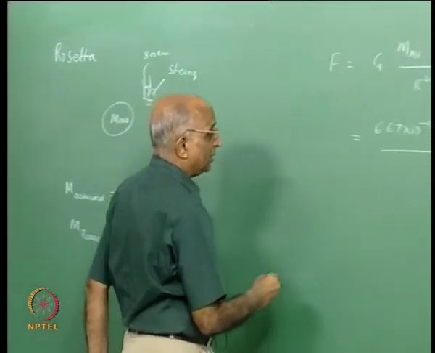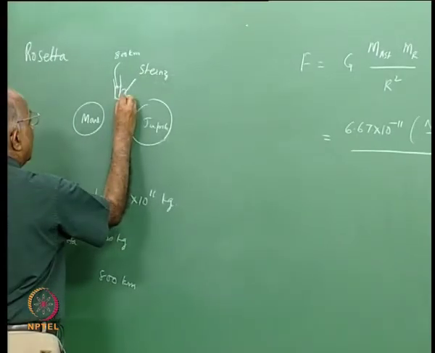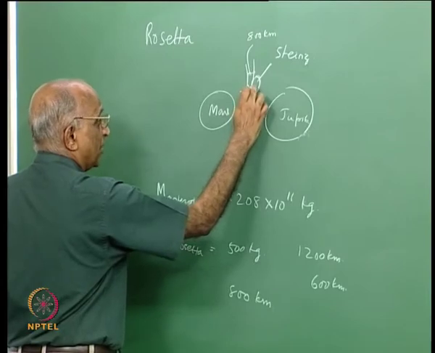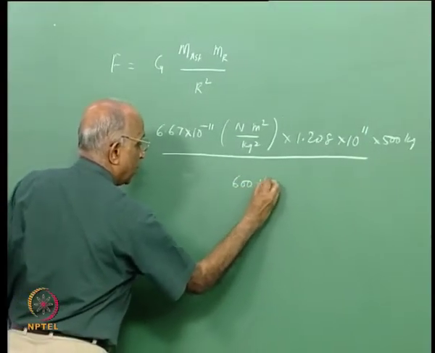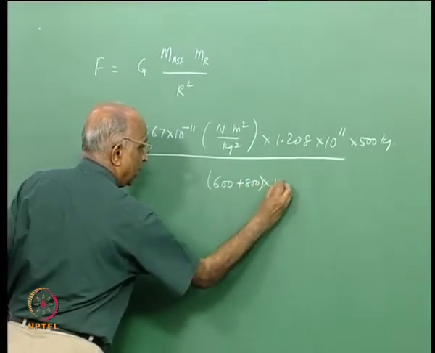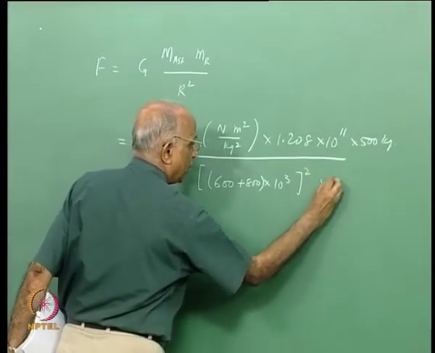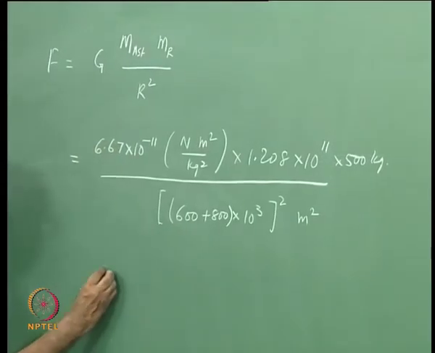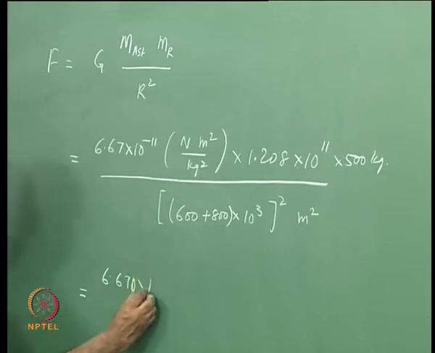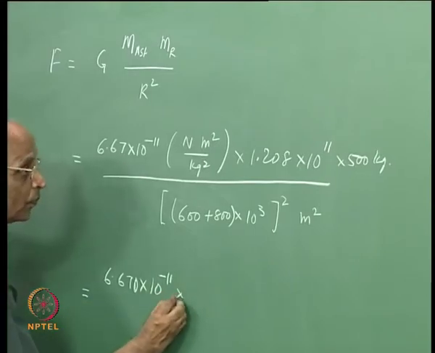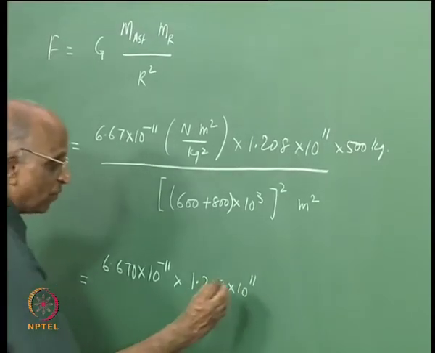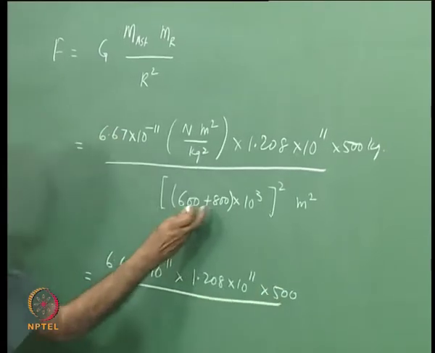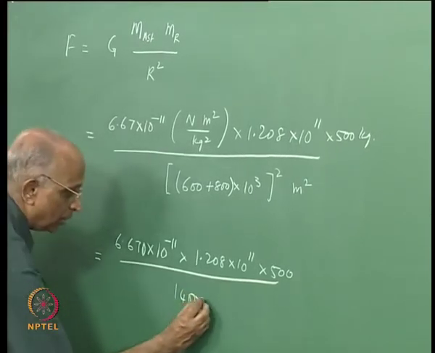The distance between the two, the nearest position, is 800 kilometers, and the diameter of the asteroid can be assumed to be 1200 kilometers. Therefore, the total distance from the center of the asteroid to the center of the space capsule is 600 plus 800, in kilometers, into 10 to the power 3, all squared, in meter square. And therefore we get a force of the order of 6.670 into 10 to the power minus 11, into 1.208 into 10 to the power 11 kg, and into 500, divided by 1400 into 1000 square.